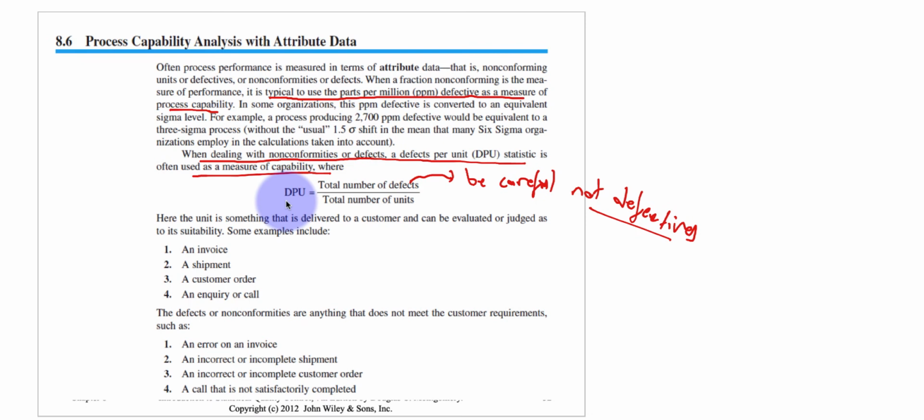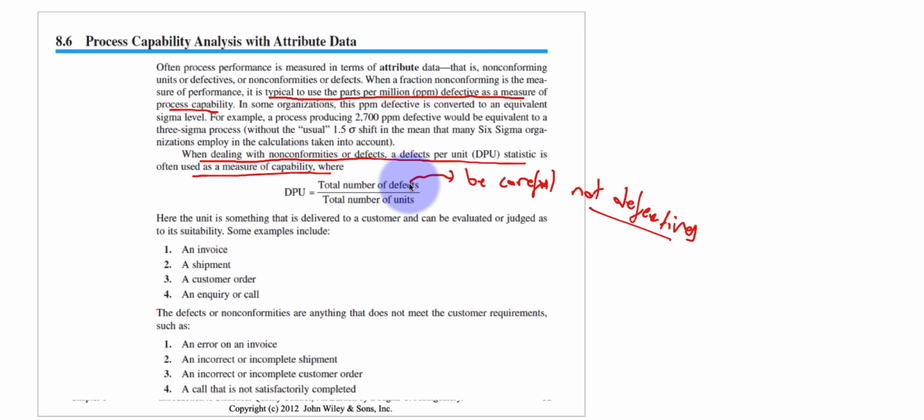So up to here, we have talked about numerical data. But if we have attribute data, discrete data, what can we do about it? How can we calculate the process capability and then improve it? For the process capability analysis in the attribute data, we have different kinds of formulations, and DPU is one of them, and DPU means the defects per unit statistic. Here we can measure the capability of the process on the attribute data by this DPU formulation, and it is total number of defects over total number of units. Here, be careful, it's not defectives, it is defects.